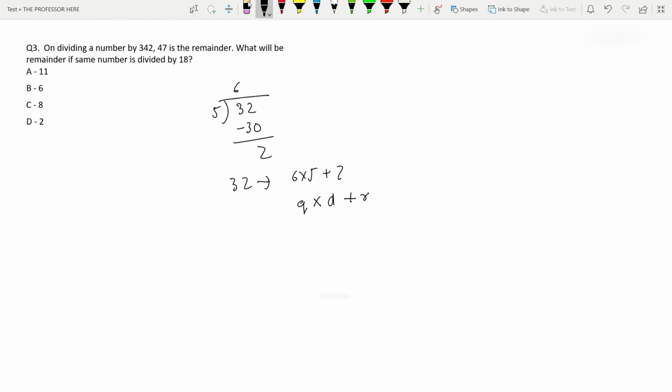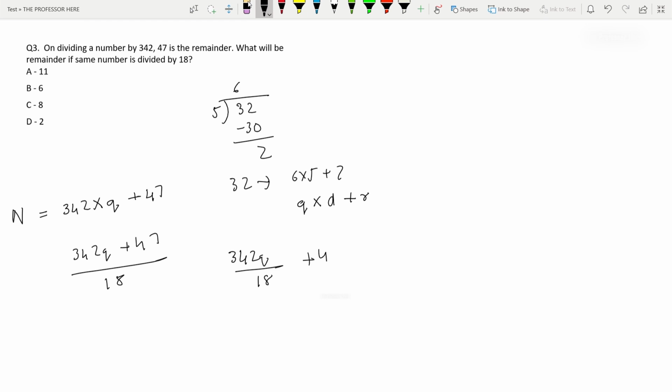So applying the same logic here: on dividing a number by 342, 342 is the divisor. 342 into quotient, which we don't know, q, plus remainder 47. Let the number be n. So the number is 342q plus 47. What will be the remainder if the same number is divided by 18? So the same number 342q plus 47 is divided by 18. We split it, it becomes 342q by 18 plus 47 divided by 18.